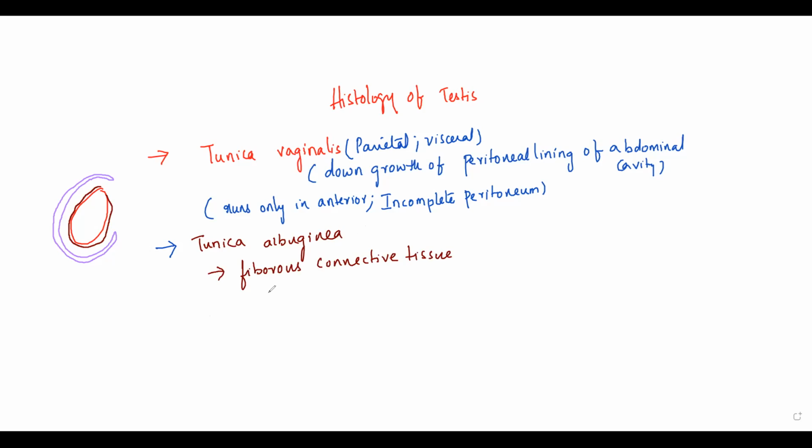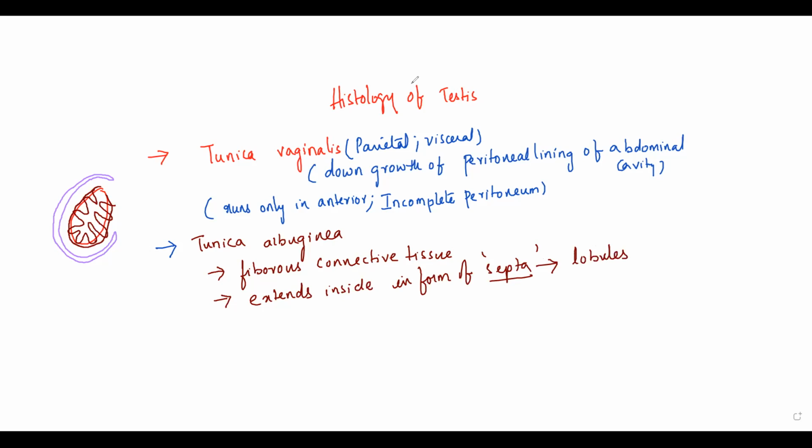It is an actual covering, children, and it extends inside the testis as septa like this. The tunica albuginea extends inside in the form of septa, dividing your testis into multiple lobules.